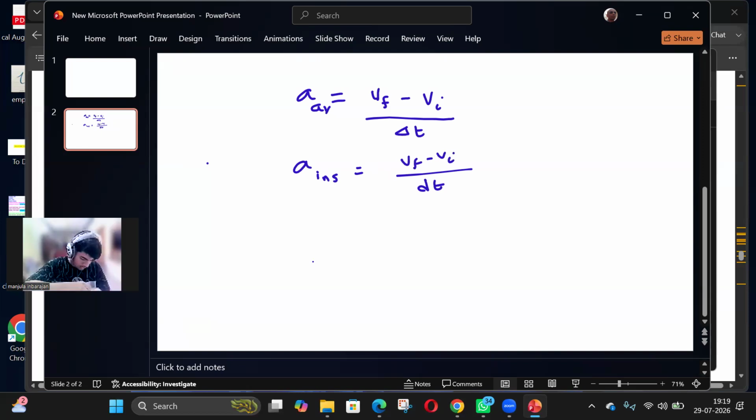Similarly, I can define angular acceleration. The symbol is alpha. It is how fast the angular velocity is increasing. So omega final minus omega initial by delta t is the average, and d omega by dt is the instantaneous angular acceleration.